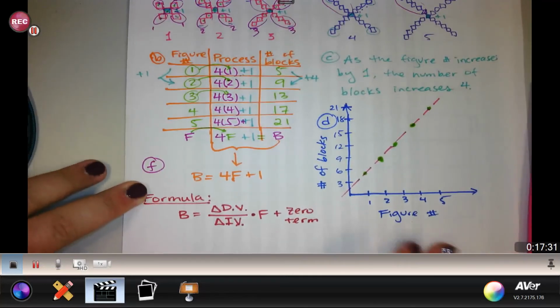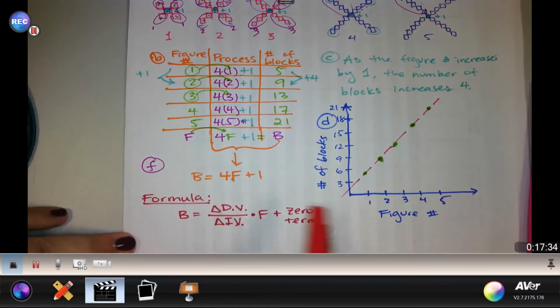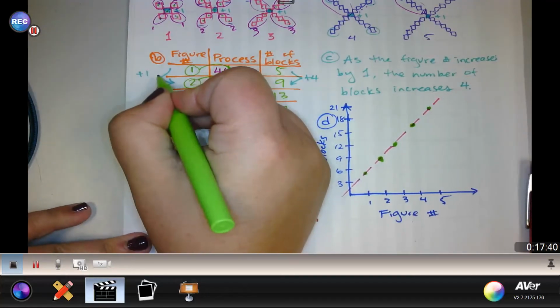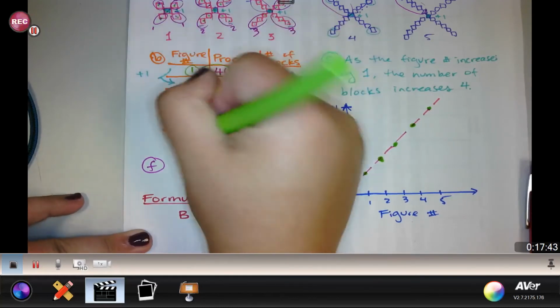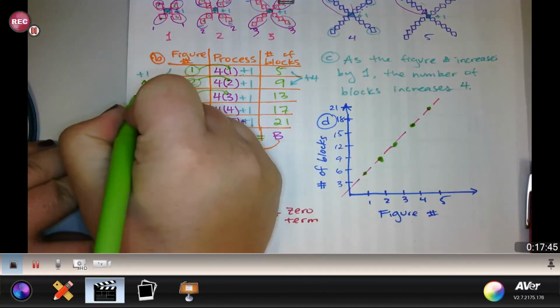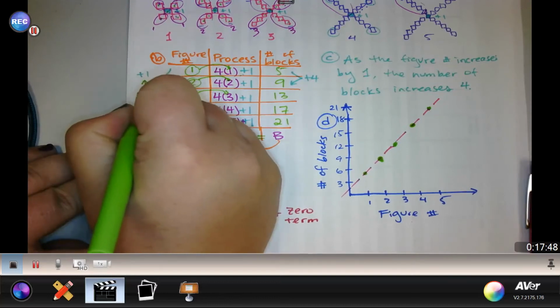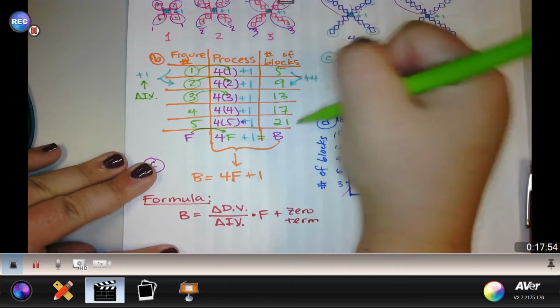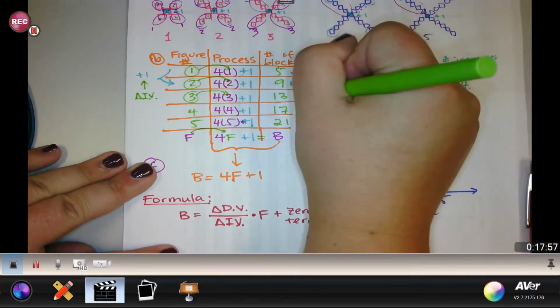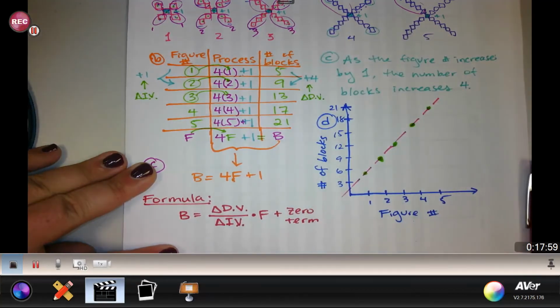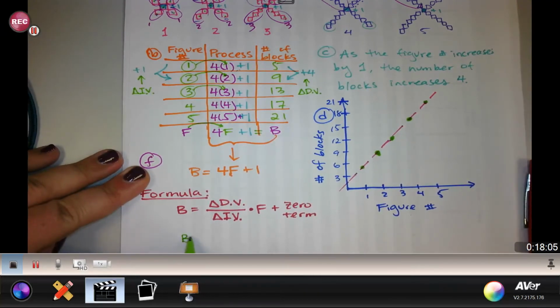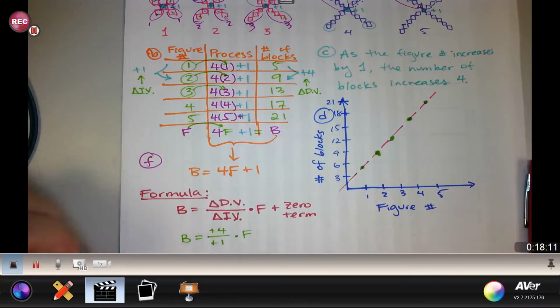So here's the good news. We've actually already identified the independent and dependent variable. We just didn't call it that. So here, the change in the independent variable is in this column because this is the independent column. So this number is my change in independent variable. And over here, this is the change that's occurring in my dependent column, number of blocks. So that is my change in dependent variable. Okay, so I have those already. I'm going to put them in the right spots. So B equals positive 4 over positive 1 times F. And then the 0 term.